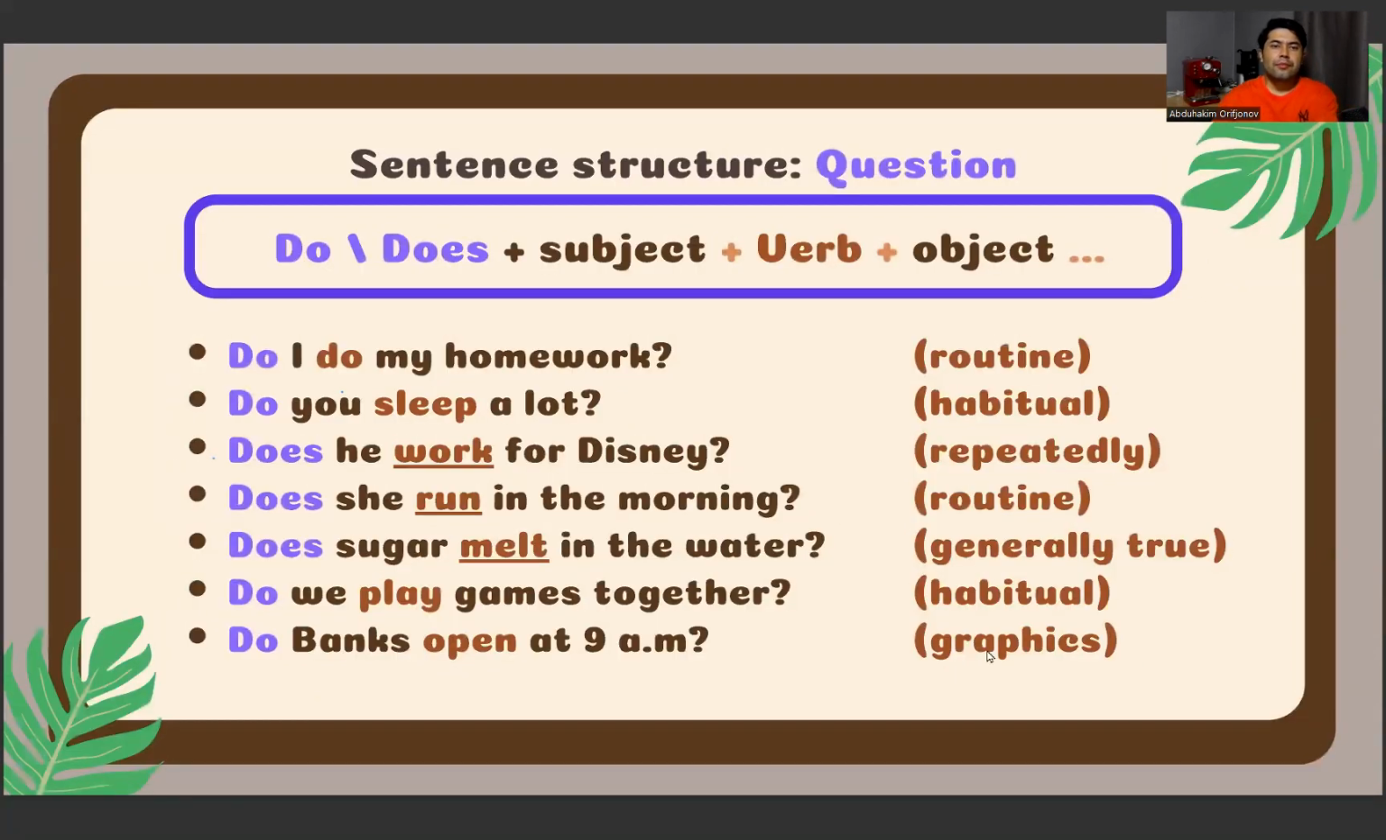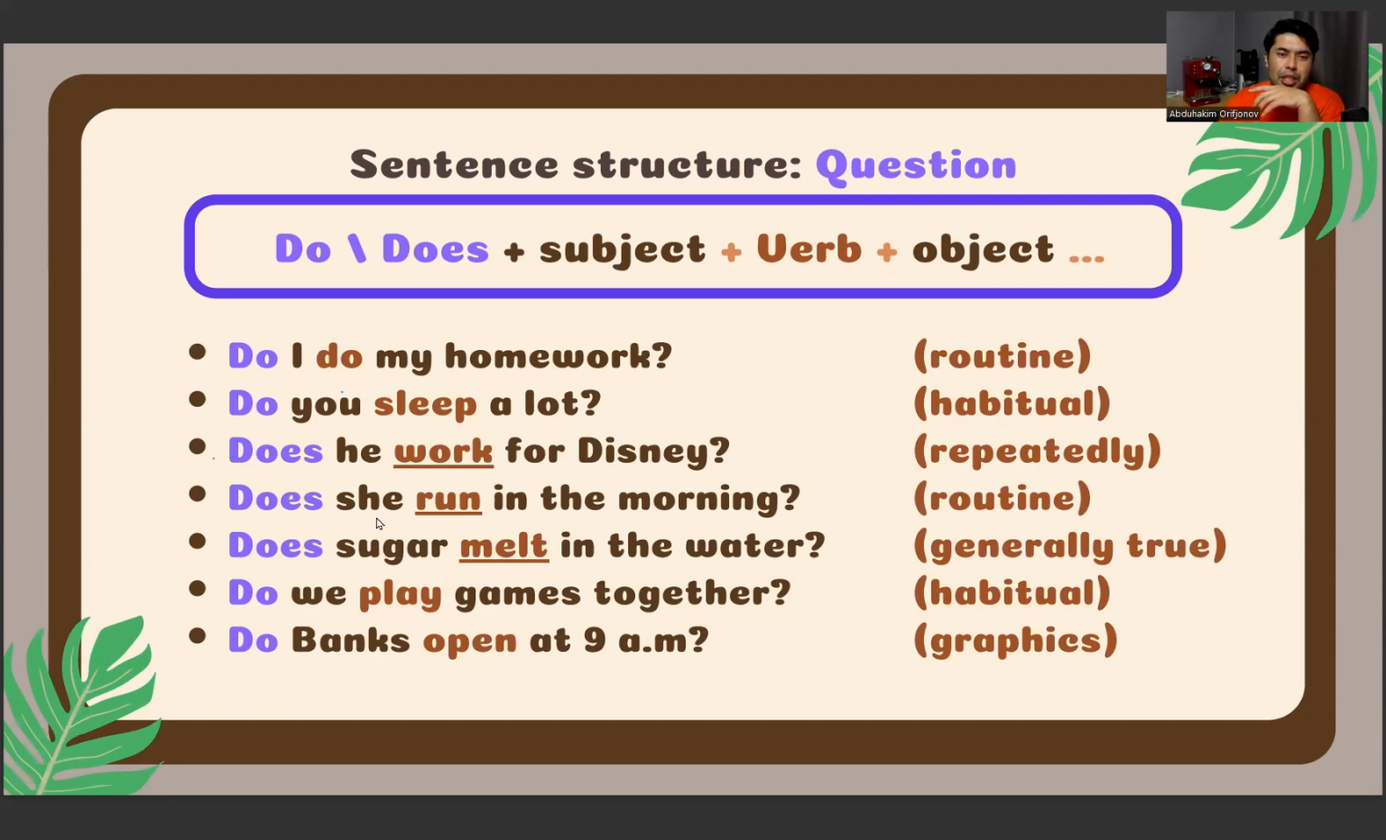Well, the question sentence structure, as I said before, in question tenses we put helping verbs first, before the subject. Do, does plus subject plus verb plus object. For example, do I do my homework? Routine. Do you sleep a lot? Asking about habits. Does he work for Disney? Asking about a repeated action. Does she run in the morning? Routine. Pay attention here.